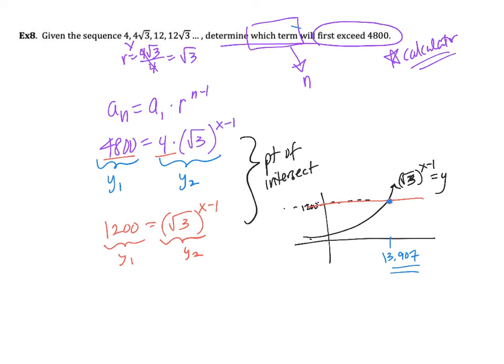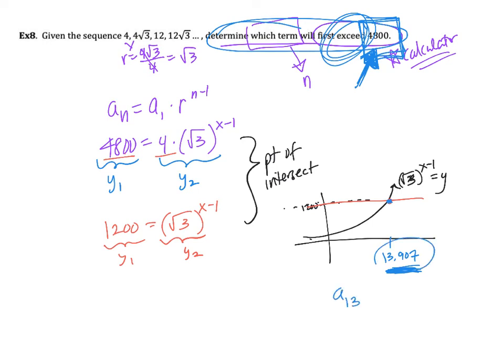The question says determine which term will first exceed 4,800. So it means exceed, it needs to be bigger than. And we can't have a 13.907 term. So which term would make my term first exceed 4,800? Not the sum, excuse me. Just which term will actually be bigger than 4,800? Well, the 13th term would not be bigger than 4,800. So you have to round up because we want it to exceed. So you would have the 14th term, or a sub 14.